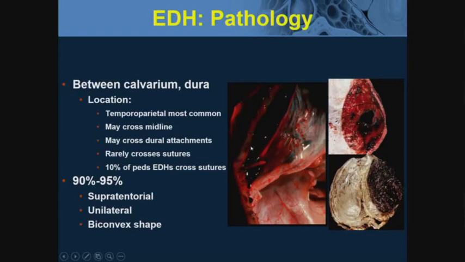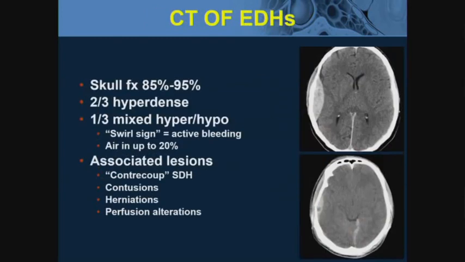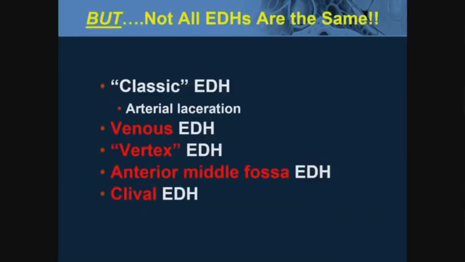Note that epidural hematomas may cross sites of dural attachment, particularly if they are venous. They rarely cross sutures, but that is not a hard and fast rule, particularly when you're dealing with children. About 10% of pediatric epidural hematomas actually do cross lines of sutural attachment. Most of these are unilateral and supratentorial and have this biconvex shape. You've all seen this. So we're not going to spend a whole lot of time on your typical epidural hematoma.